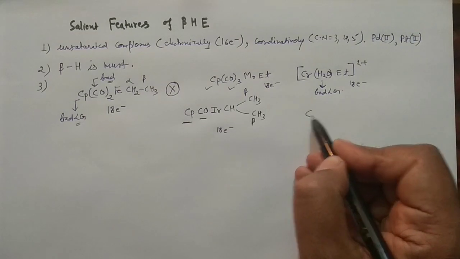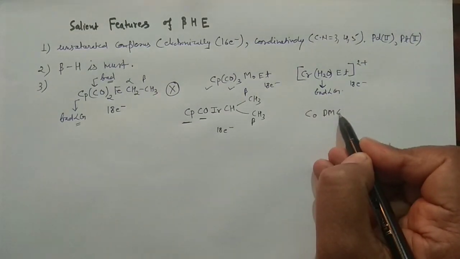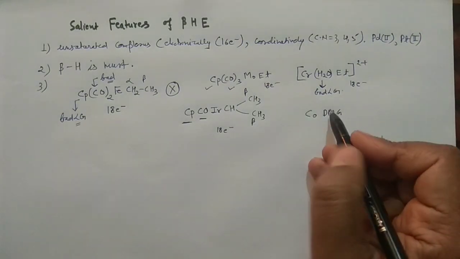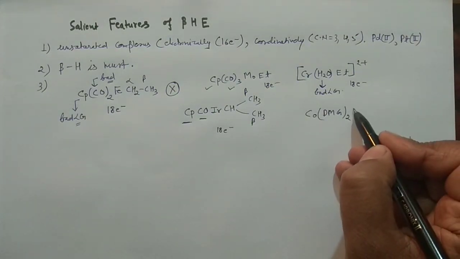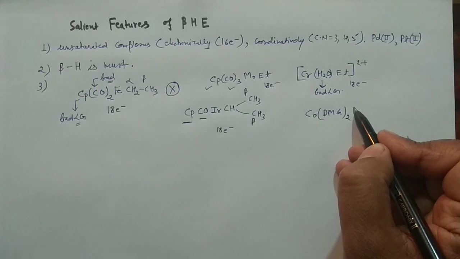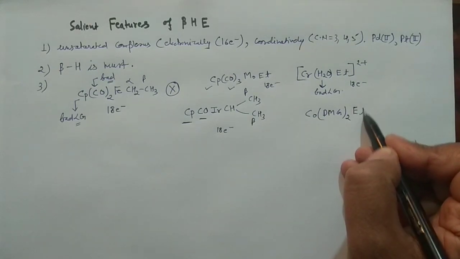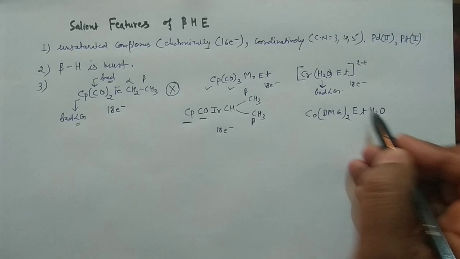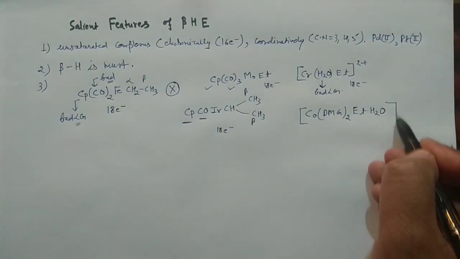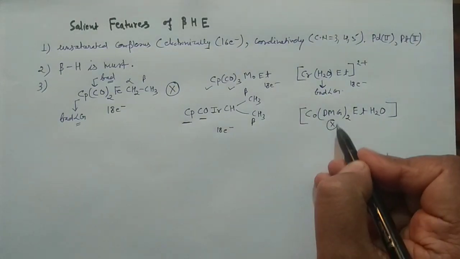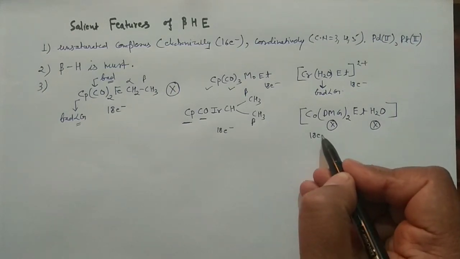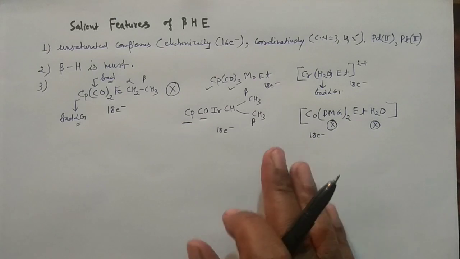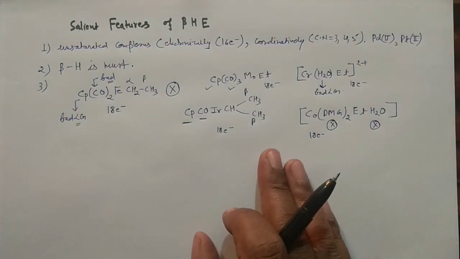And various complexes, guys. Say you may have this DMG, dimethyl glyoxime, as your ligand. So it is present twice. And say your ethyl is there, your H2O is there. Say you are having this complex. So this DMG is a very bad leaving group. This H2O is a very bad leaving group. So it is an 18 electron complex, so they will not undergo the beta hydride elimination reactions.